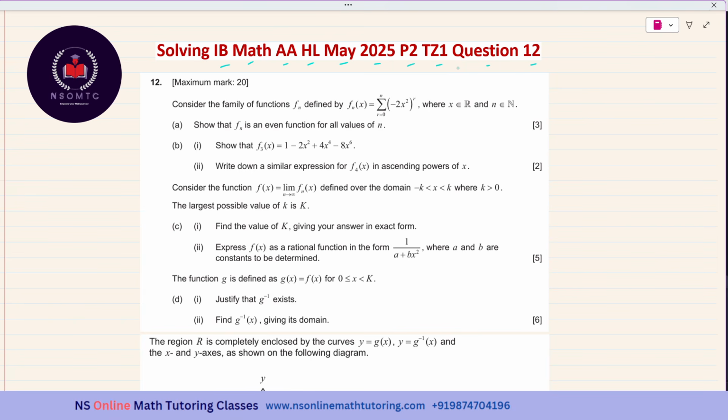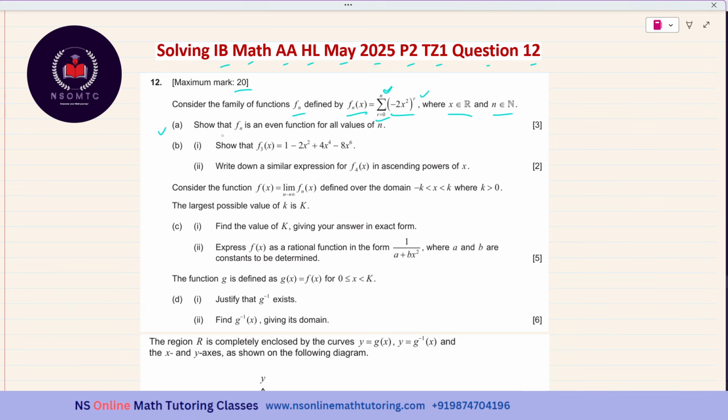So without any further delay, let us start to solve question number 12. The maximum mark is 20. Consider the family of functions fn defined by fn of x equal to sigma r ranging from 0 to n, negative 2x squared whole raised to the power of r, where x is a real number and n is a natural number.